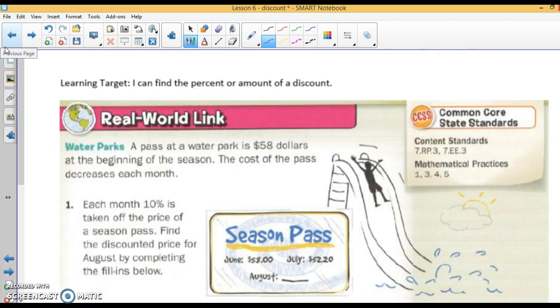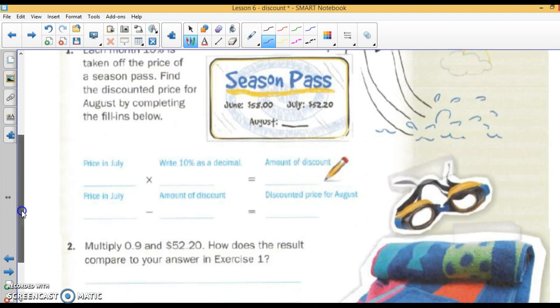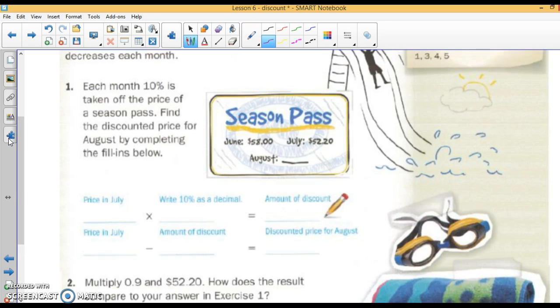All right, we are on page 17 in your notes. Now, this is somewhat of a review lesson because we've been doing the tax problem in class, and this is the discount. Okay, so I want you to skip ahead. I'm going to show you 2 ways to do this problem. It says, each month, 10% is taken off the price of the season pass. Find the discounted price for August by completing the fillings below.